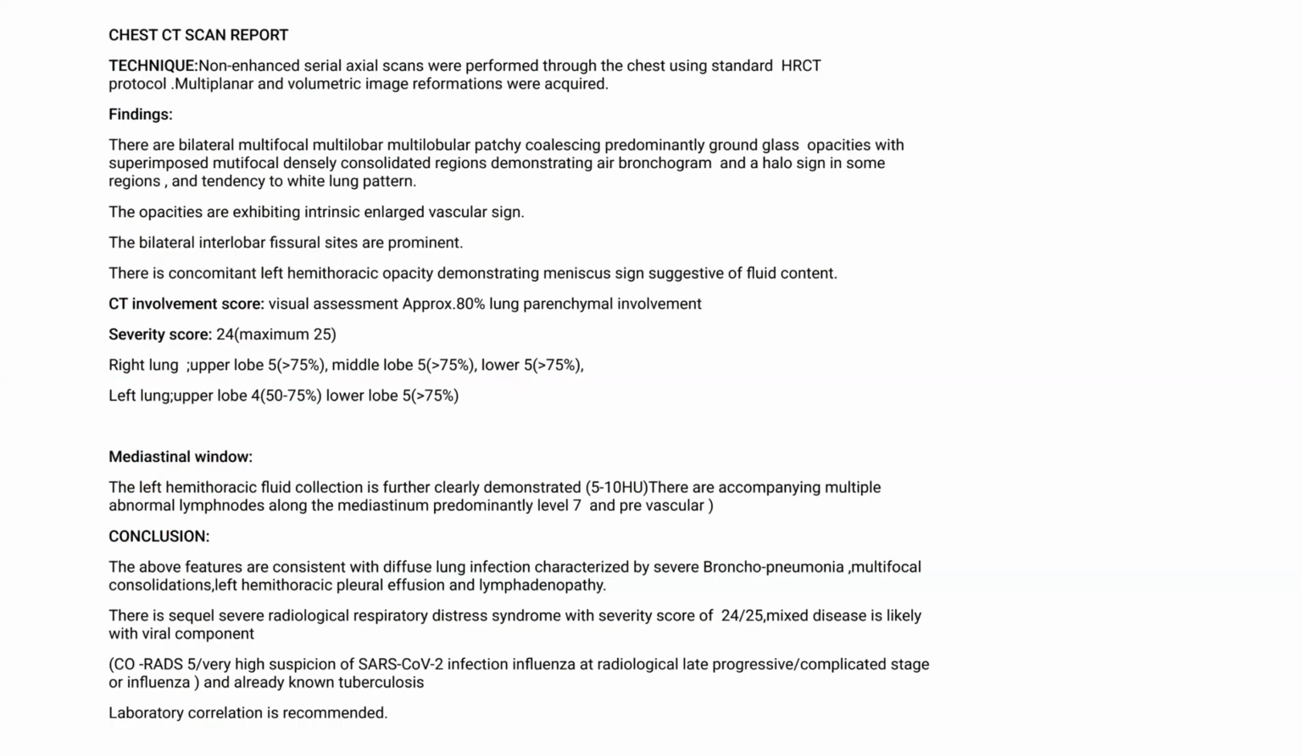So this is a screenshot of our high resolution chest CT scan. And the findings were bilateral multifocal, multilobular, patchy coalescing, predominantly ground glass opacities, with superimposed multifocal, densely consolidated regions, demonstrating air bronchogram and a halo sign in some regions, and tendency to white lung pattern.